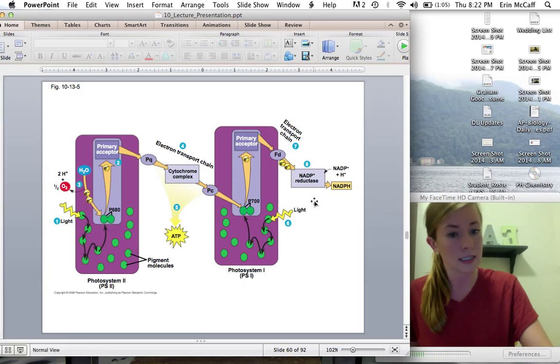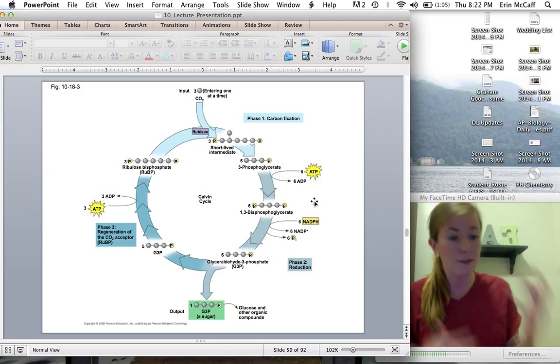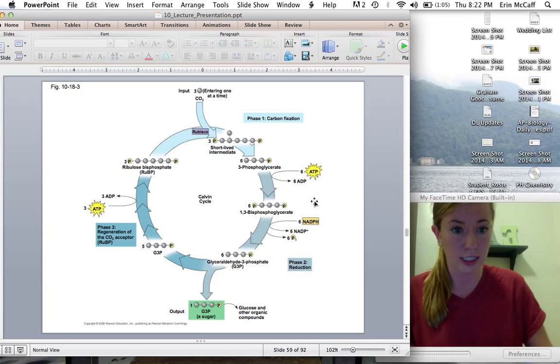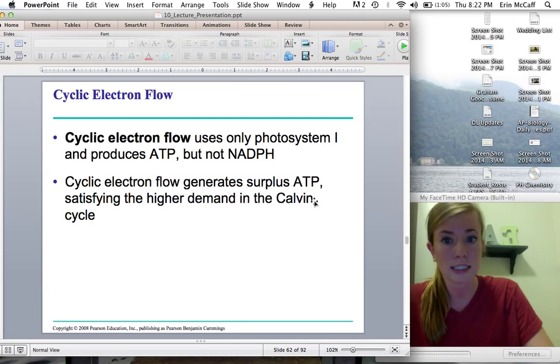This is a problem because in the Calvin cycle, we need 9 ATP and 6 NADPH. So we're going to quickly run out of ATP, and that's not very efficient. And everything inside of all these living things that we're talking about is about maximized efficiency. So the way that they fix this is by something called cyclic electron flow.